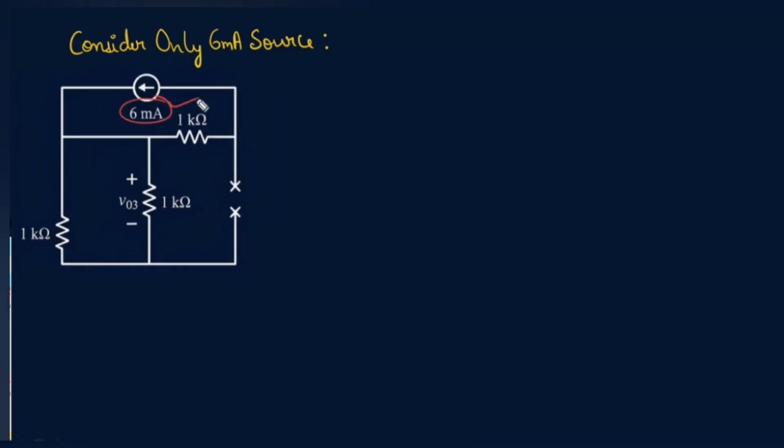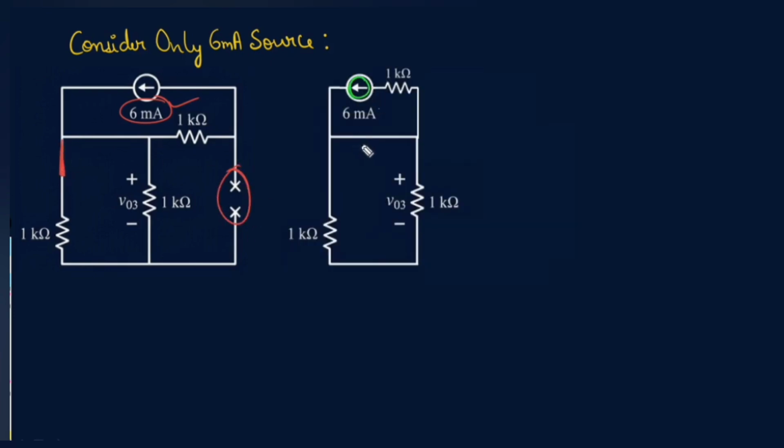Now consider only the 6 milliampere source. Deactivate the other two sources. Now look at the 6 milliampere source. An ideal current source forces a current of 6 milliamperes through its branch. The arrow of the source points to the left. So, the 6 milliamperes current enters the V0 node. That same 6 milliamperes must then leave the V0 node through the 1 kilo ohm resistor, because a current source always maintains a constant current throughout its branch. Therefore, no current flows through the two lower vertical branches. Hence, the current through the lower branches will be 0.